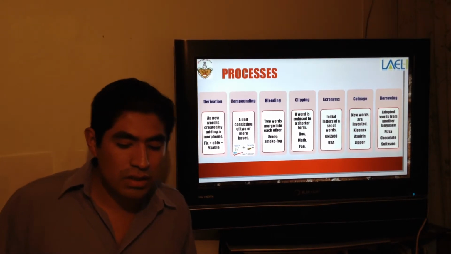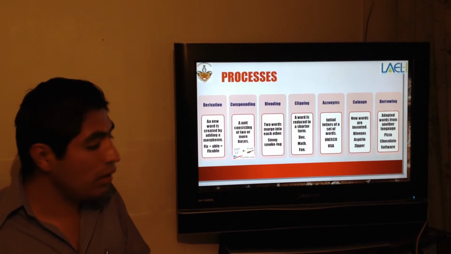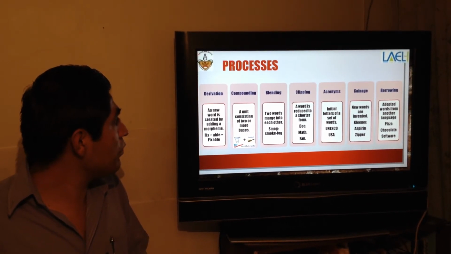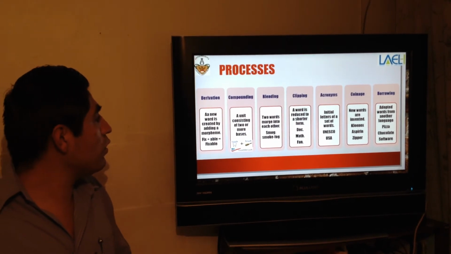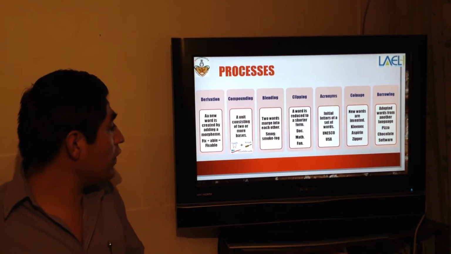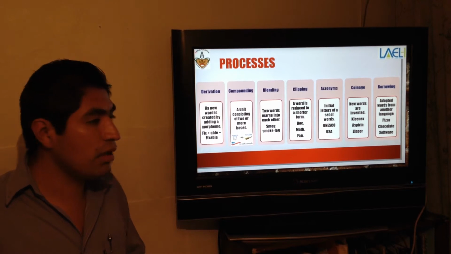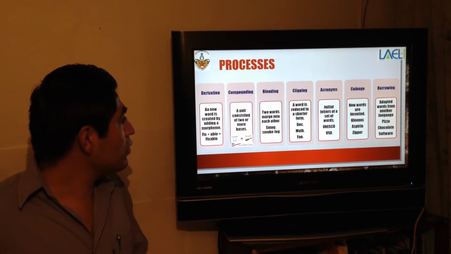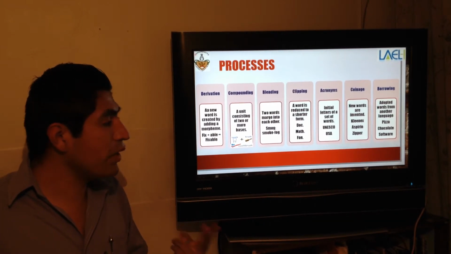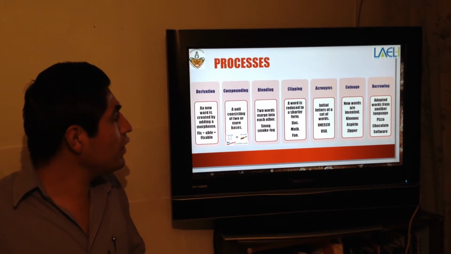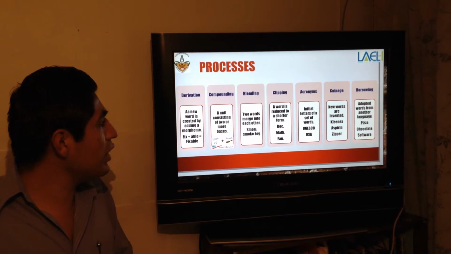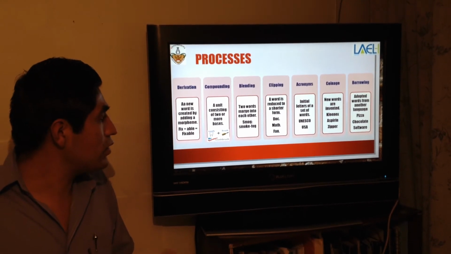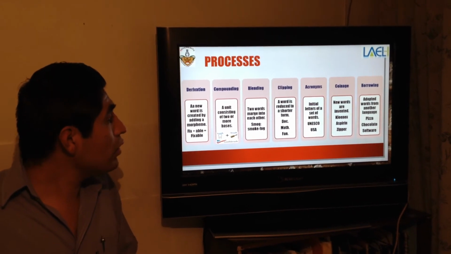But affixation is not the only one. We can have more processes in order to create new words. For example, derivation. Derivation is a new word made by adding a morpheme, like fix and able, fixable. Compounding consists of two or more bases, like toothbrush. Blending, two words are meshed into each other. For example, smog. Smog comes from smoke and fog.